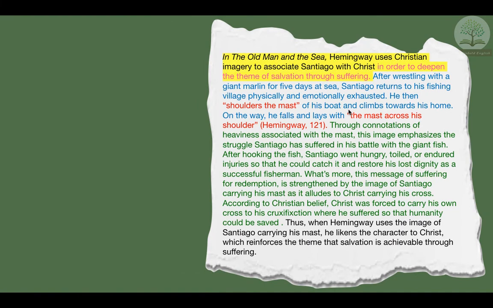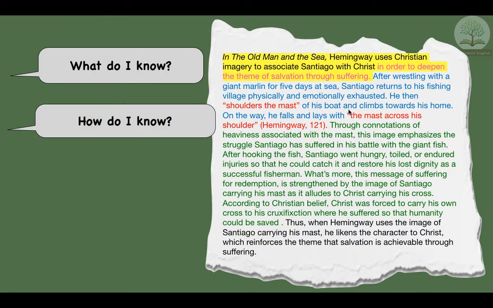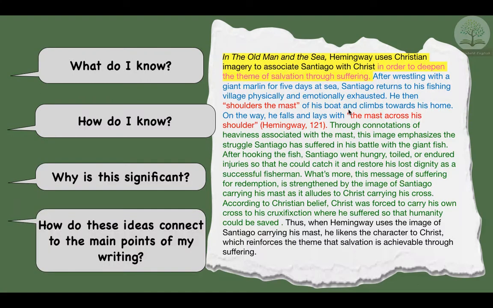For example, at the beginning, what do I know? We know that Hemingway uses imagery, Christian imagery, to deepen the theme of salvation through suffering. How do we know this? Well, it's in the lines that he shoulders his mast and he falls and the mast lies across his shoulder. Why is this significant? Well, because it reflects larger parts of the story and it alludes to Christ carrying his cross on the way to his crucifixion. And how does this connect to the main points of my writing? Well, in using this allusion, he strengthens his theme as salvation is achievable through suffering.